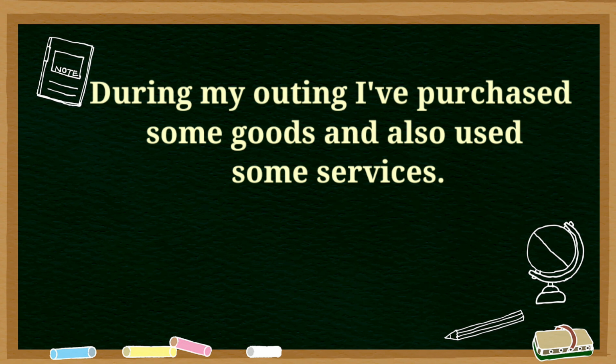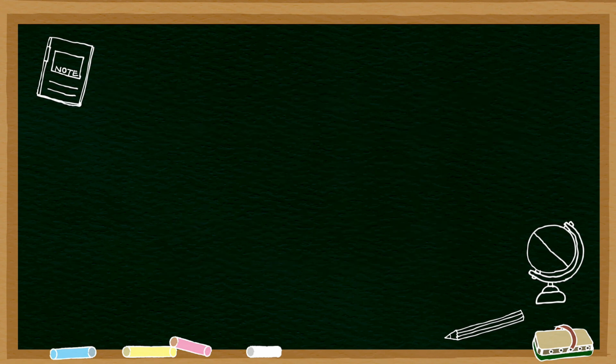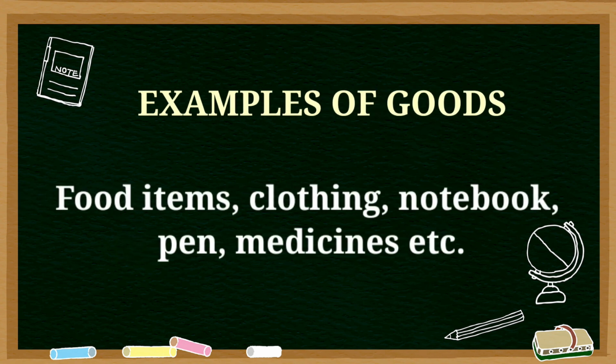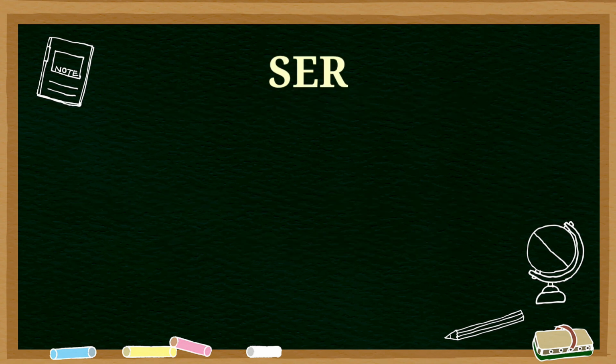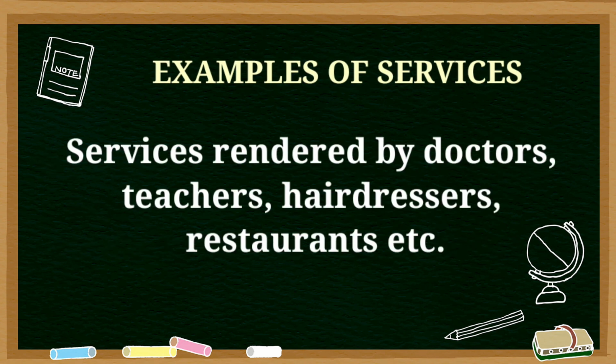During my outing, I have purchased some goods and also used some services. Can you tell how many goods I have purchased? What are goods? Goods refer to tangible items that can be used, stored, taken home, or consumed. Some of the examples of goods are food items, clothing, notebook, pen, medicines, etc. What are services? Services are intangible in nature. Services are tasks performed for the benefit of the recipients. Some of the examples of services are services rendered by doctors, teachers, hairdressers, restaurant, etc.